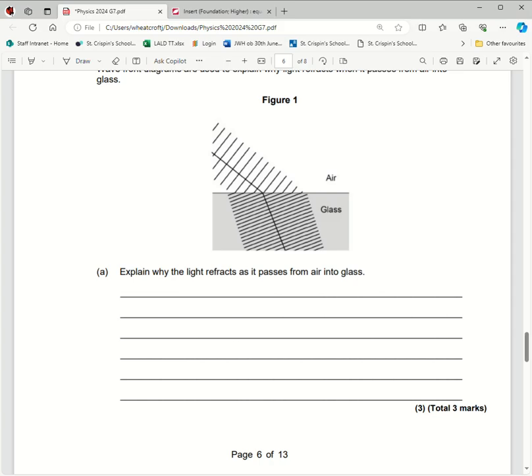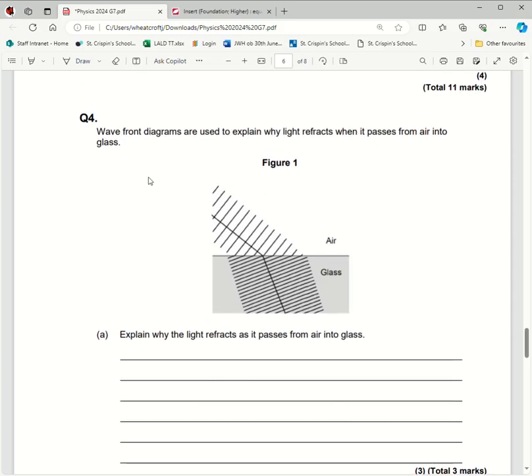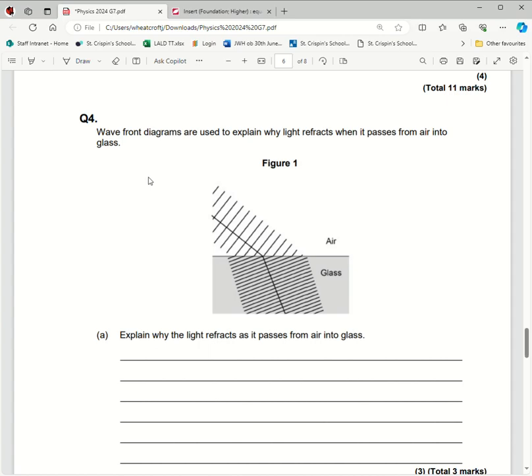All right then, almost there. So question number 4, we've got a diagram showing how light waves are going to refract when they pass from air into glass. Explain why the light refracts as it passes from air into glass.